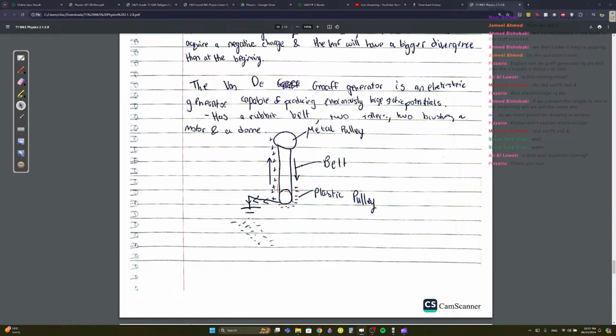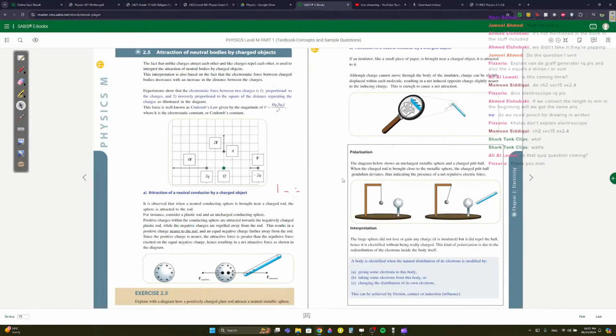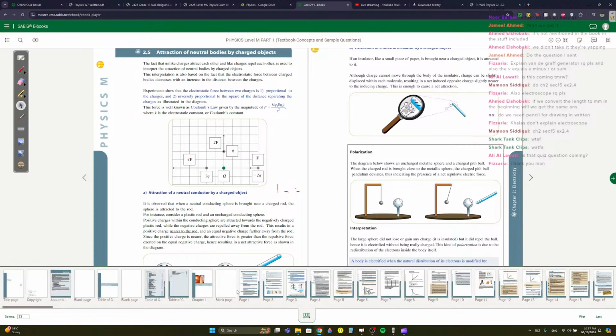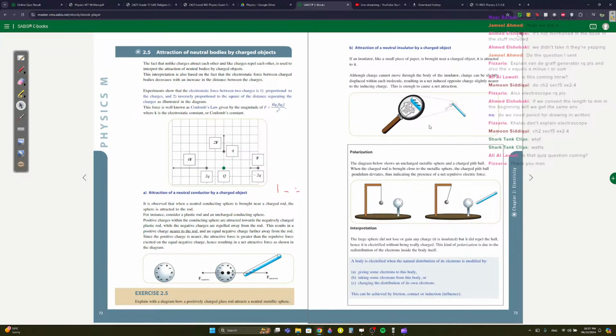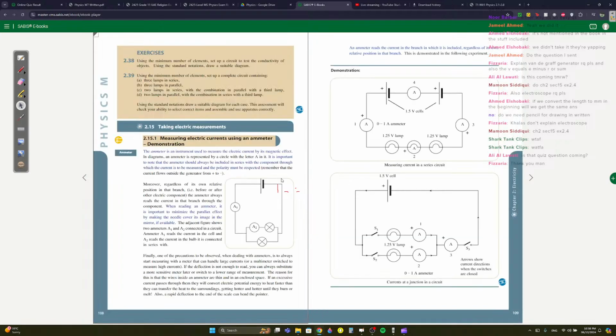Yes, you need pencil. Is that quiz question coming? I think it will come. Chapter 2, Section 15, Exercise 2.4. That's very specific. Chapter 2, Section 15, Exercise 2.4. Let's see. Exercise 2.4.